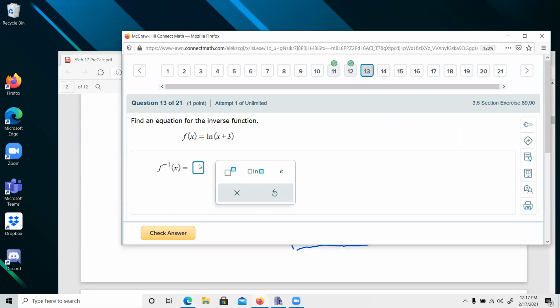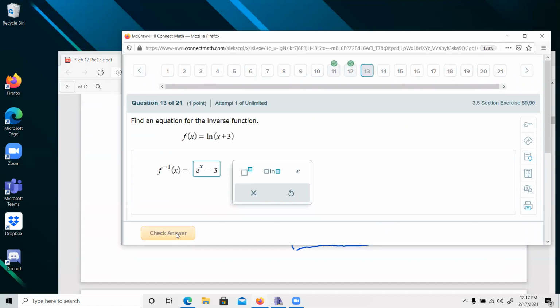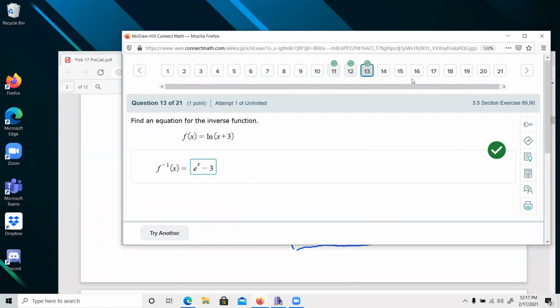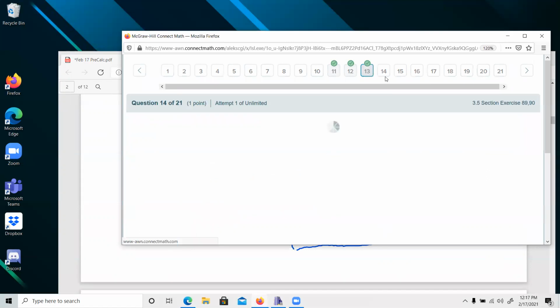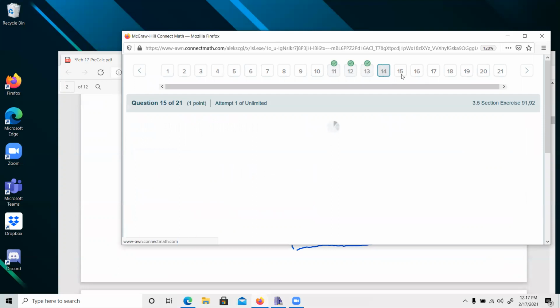So this is e to the x minus 3. Right? e to the x minus 3. That's what I want. All right, and there we go. I don't know if we need to do another set of those or not.